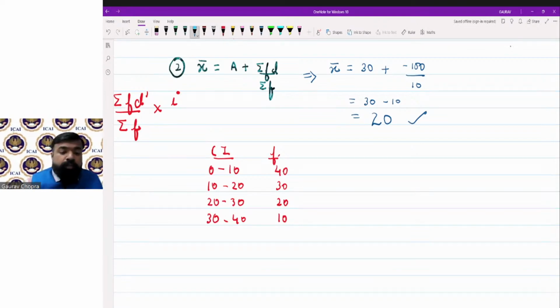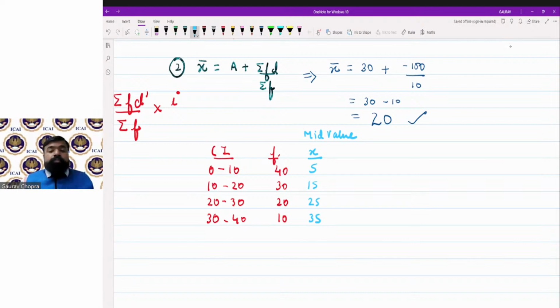Whenever continuous series is given, always the first step is to find out x. X means mid value. So always find mid value first. So 0 plus 10 upon 2 is 5. Then 10 plus 20 upon 2 is 15. Then 25 and then 35. So first step is to calculate x.